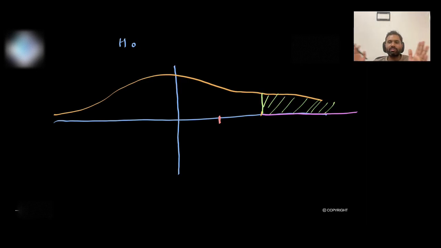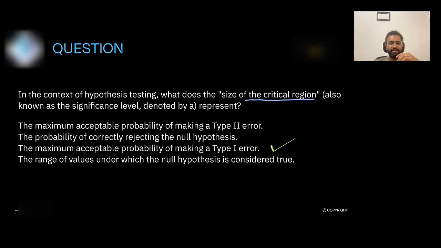These three terminologies: p-value, size of the critical region, significance level, right? Basically size of the critical region is nothing but significance level only. And critical region indicates the region under which, if your sample falls, you will reject the null hypothesis. C is the correct answer.